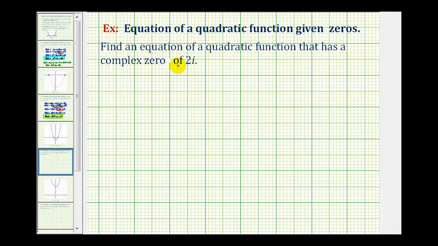We want to find an equation of a quadratic function that has a complex zero of 2i. Notice how they're only giving us one zero, but since it's a complex or imaginary zero, these come in conjugate pairs. And complex conjugates are always in the form of a plus or minus bi. So if 2i is a zero of this quadratic function, then so is negative 2i.